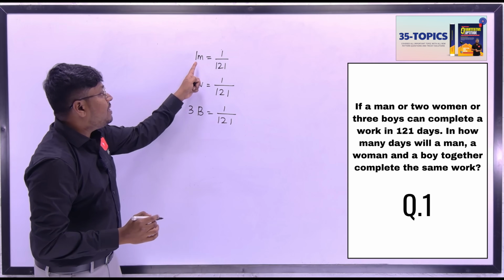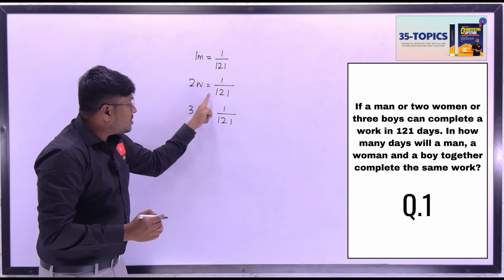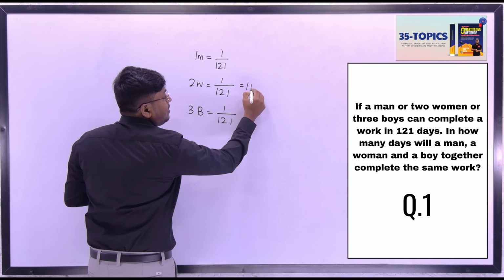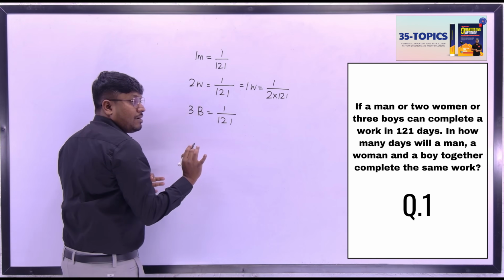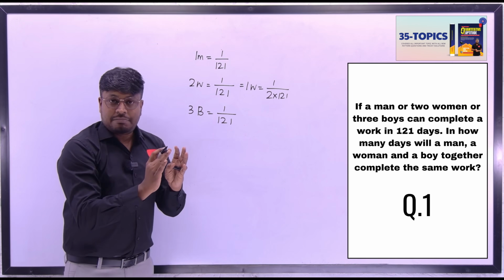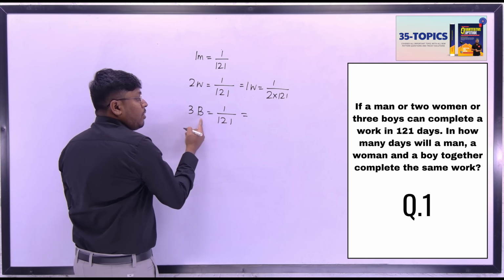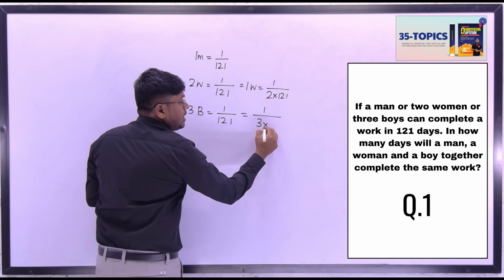Just listen carefully, we already got one man. Now we should get one woman. So bring this 2 to the denominator. So one woman is equal to 1 by 2 into 121. Don't multiply this number. If you multiply this number, taking an LCM will be tricky. So better keep the number as it is. So here also, 1 boy equals 1 by 3 into 121. Bring 3 to the denominator, so 1 divided by 3 into 121.